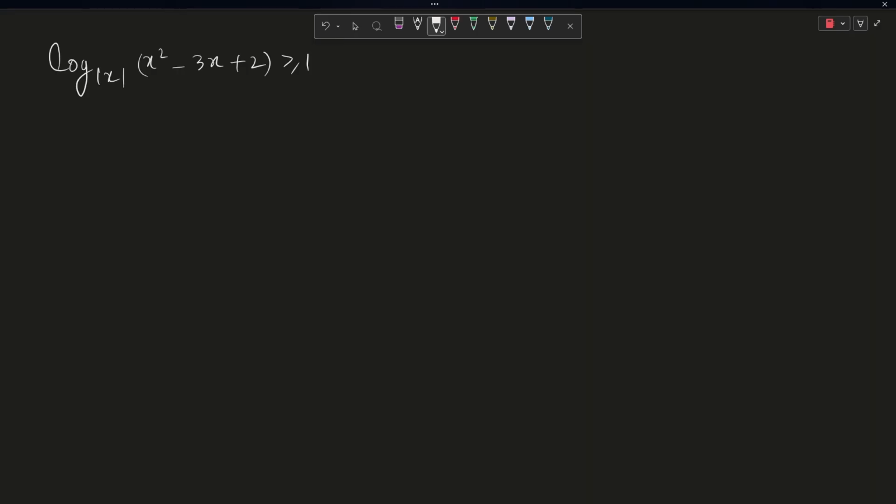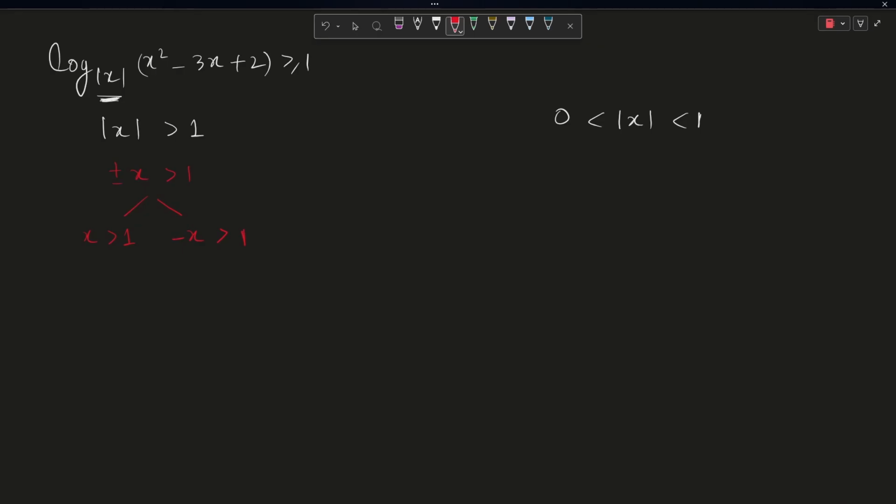So the base here is mod x. At first we will take two conditions: when mod x is greater than 1 and when mod x is in between 0 and 1. Now when mod x is greater than 1, we will open the mod as plus minus x greater than 1. So it will give two cases: when x is greater than 1 and when minus x is greater than 1.